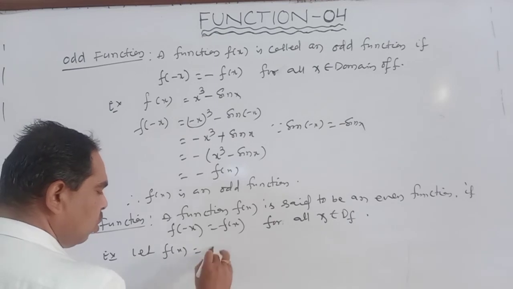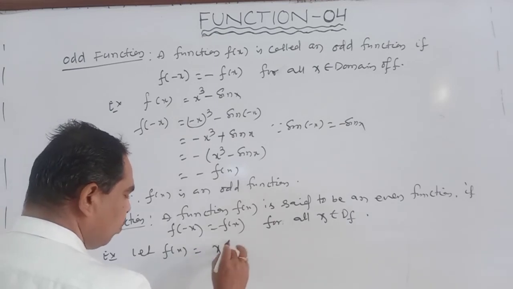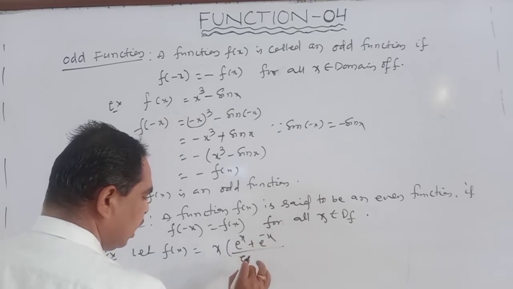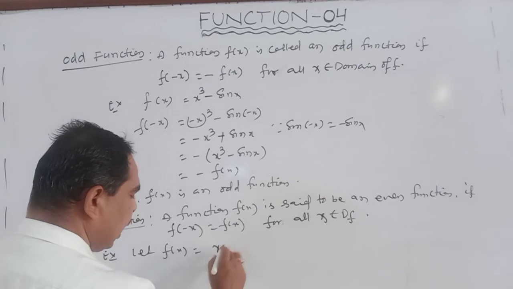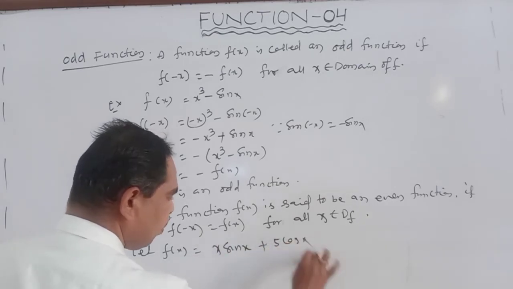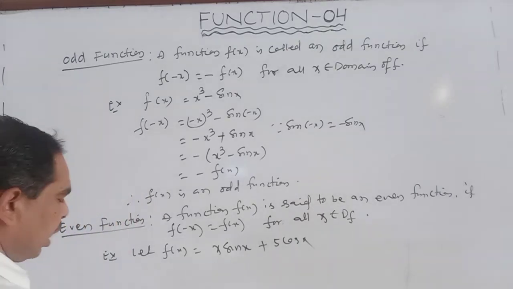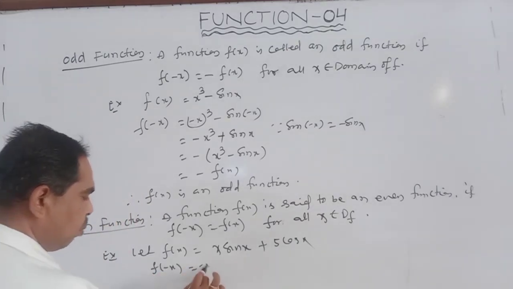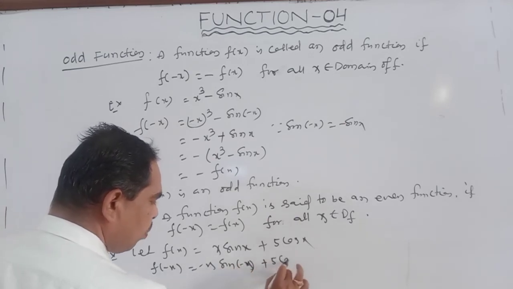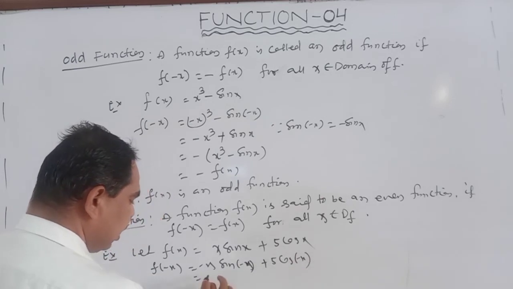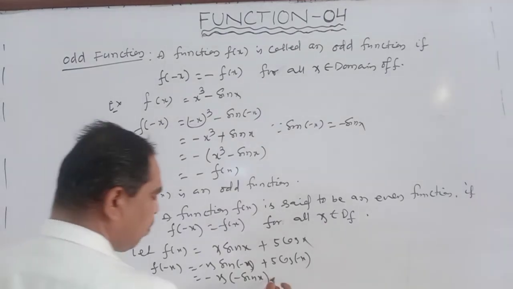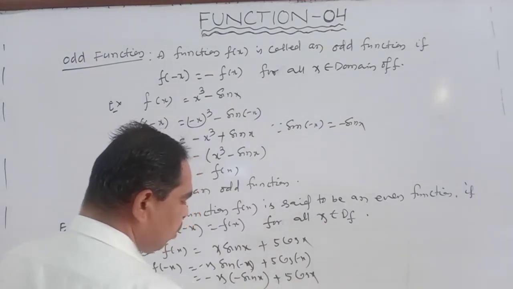Example: let f of x is equal to x sin x plus 5 cos x. This is f x. So f of minus x is equal to minus x sin of minus x plus 5 cos of minus x, is equal to minus x into minus sin x, because sin of minus theta is minus sin theta, plus 5 cos x, because cos of minus theta is plus cos theta.